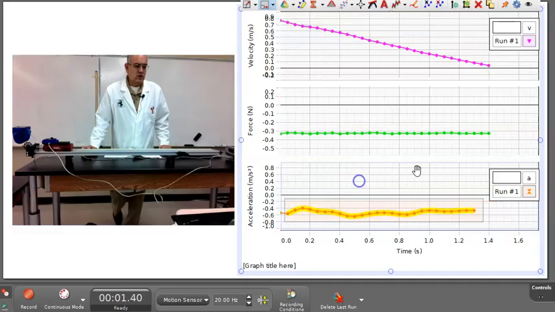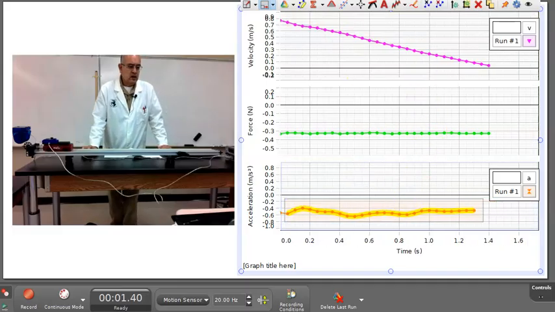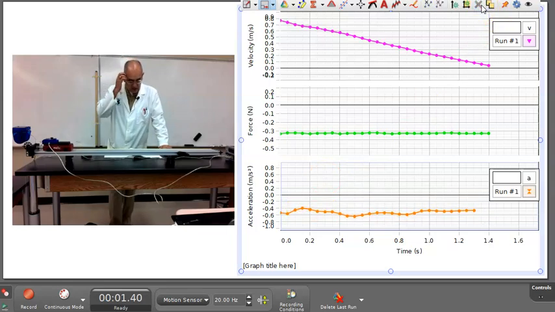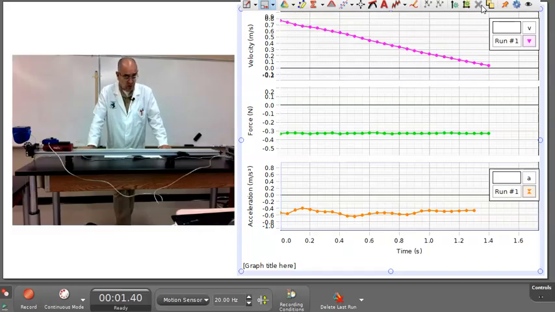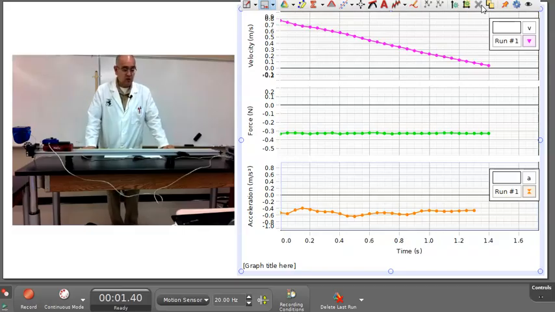So as I said before, go ahead and make your sketches. And we'll go ahead and answer the questions. Question 1-1, did the signs of the velocity, force, and acceleration agree with your predictions? If not, can you now explain the signs?